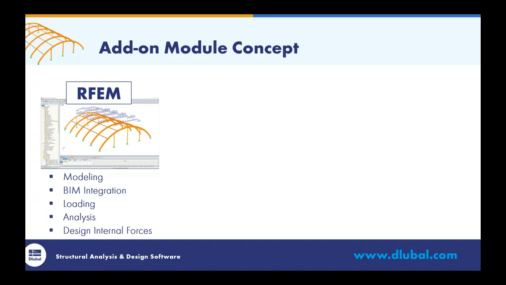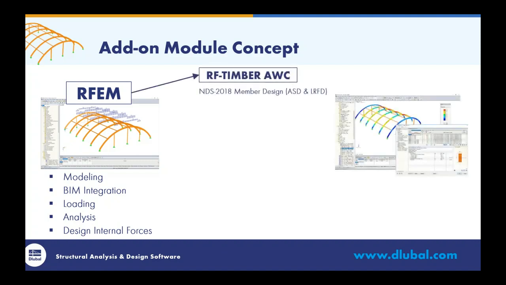So we have this concept: only pay for the add-on modules that you need based on the type of projects that you're designing and the materials and codes that are needed. The first add-on module I want to mention in regards to timber design is RF-TIMBER AWC. This will design our members per the NDS standard, and we have both the 2015 and 2018 for ASD and LRFD. And it's nothing more than just a simple dialog box that will pop up within our main program.